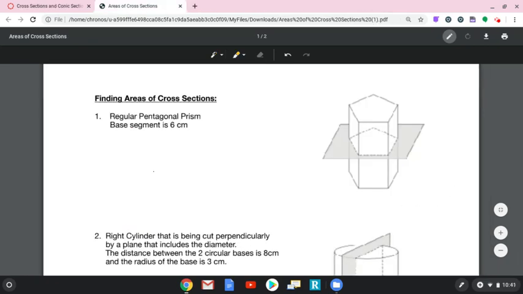Okay, now what we're going to do is find the area of some prisms, and we're going to look at the area, the cross sections of our prisms and pyramids, or cones and cylinders. So we're looking at them slightly differently. So let's take a look at this. If I look at the cross section in number 1, I have a regular pentagonal prism, and I have a base segment of 6 centimeters. What does that mean?